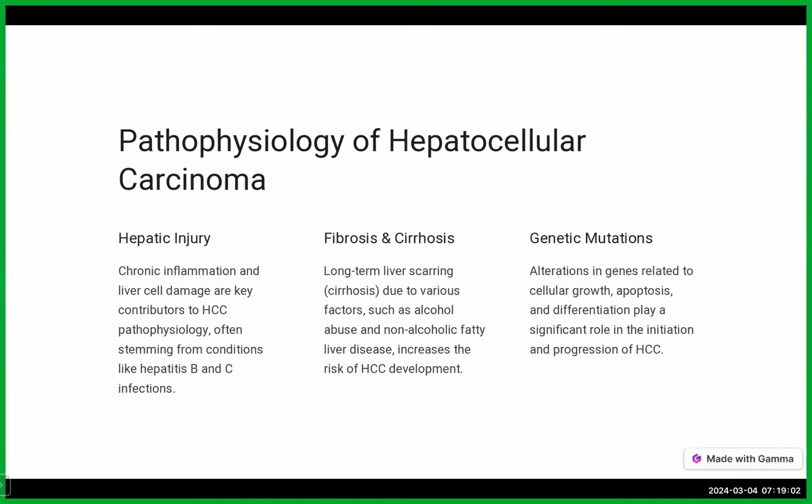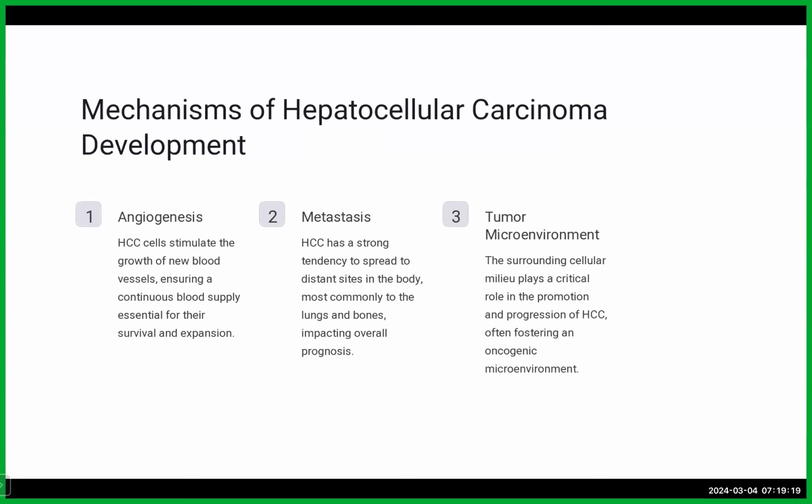Pathophysiology for hepatocellular carcinoma involves hepatic injury because of chronic inflammation, and then we can have fibrosis and cirrhosis. Then it can be due to genetic mutations. The mechanisms involve angiogenesis. The cells stimulate the growth of new blood vessels, ensuring continuous blood supply for their survival and expansion. Metastasis is another form, and tumor microenvironment creation is another.